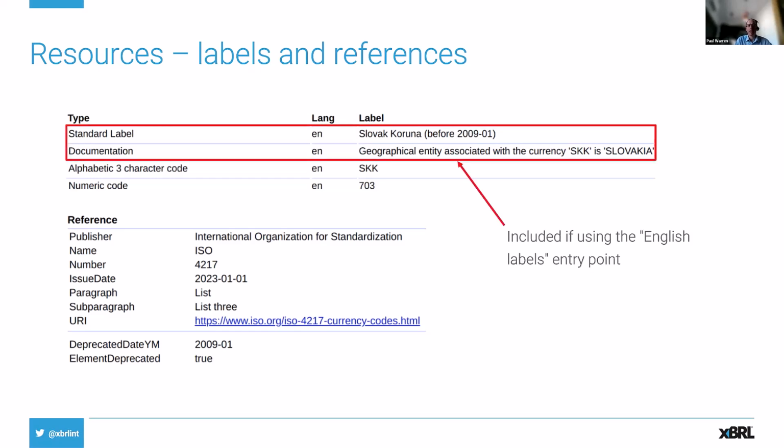I should mention that the top two labels that you see here are available optionally. We have two different entry points for each taxonomy, one that provides just the codes and the structured metadata, and a second entry point which also includes the English language labels. So as a taxonomy author, you have a choice whether you include these labels or not. I think in general, people probably would want to include them, but the choice is there.